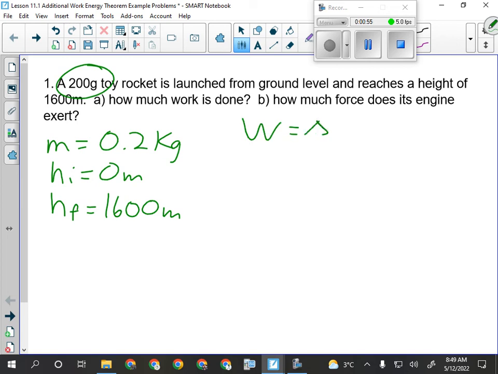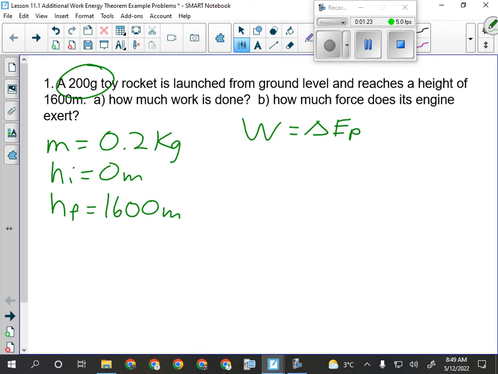Work is a change in mechanical energy, but in this case, it's only a change in potential energy. How do we know that? Does it mention its height? Right, the height's changing. It doesn't mention anything about the speed, although, I mean, it's a rocket. The speed is also changing, but we're not dealing with that part of it. Okay, so we're just dealing with the potential energy part, so in this case, work is changing the potential energy.